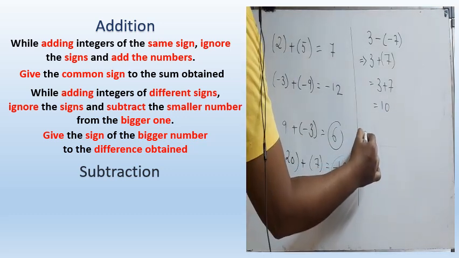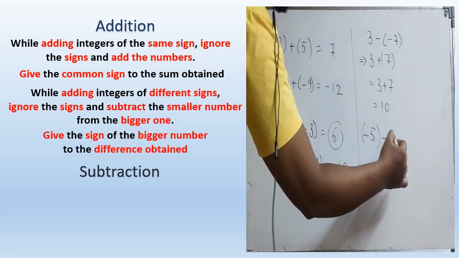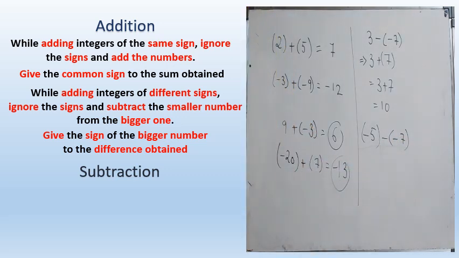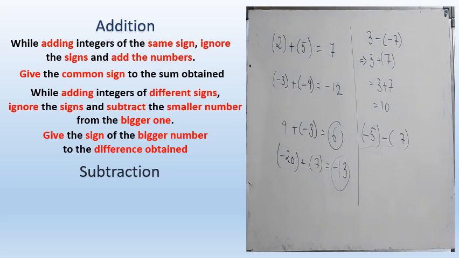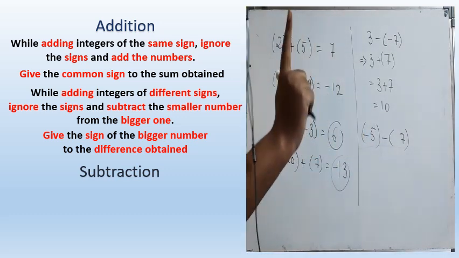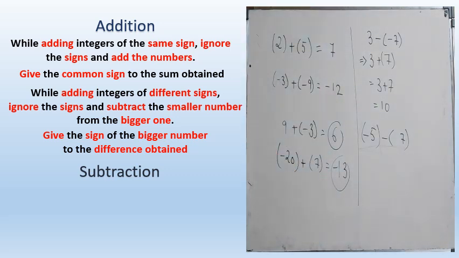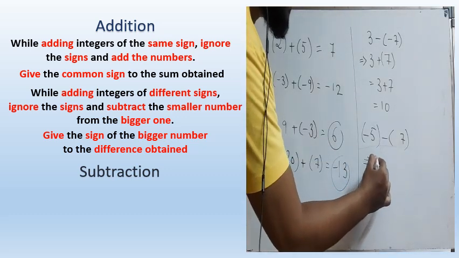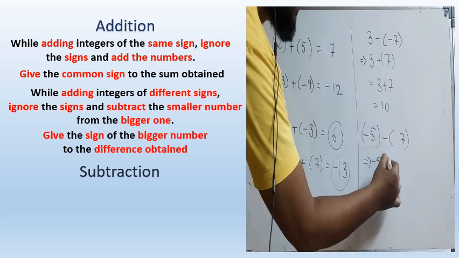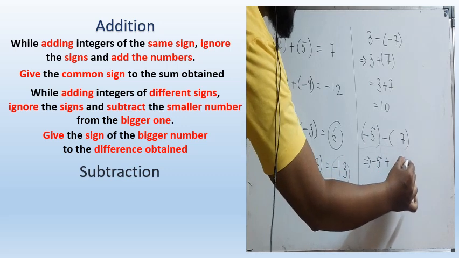Consider if you have minus 5 minus 7, or I would say plus 7. So what you're going to do is, always remember the number after the minus sign will be converted into the opposite number. So you're not going to change this first number. This first number is going to be as it is. This minus sign will convert to plus and this plus 7 will convert to minus 7.